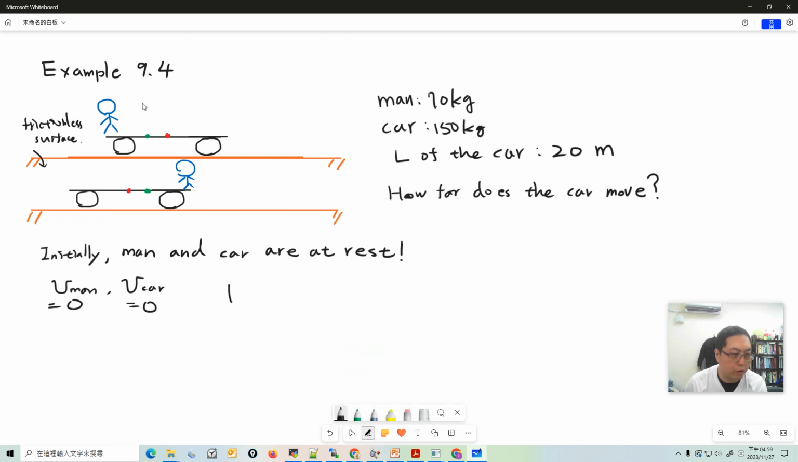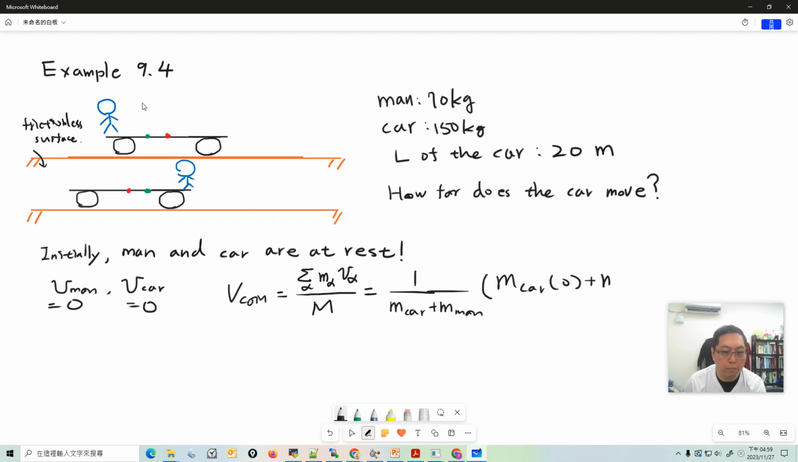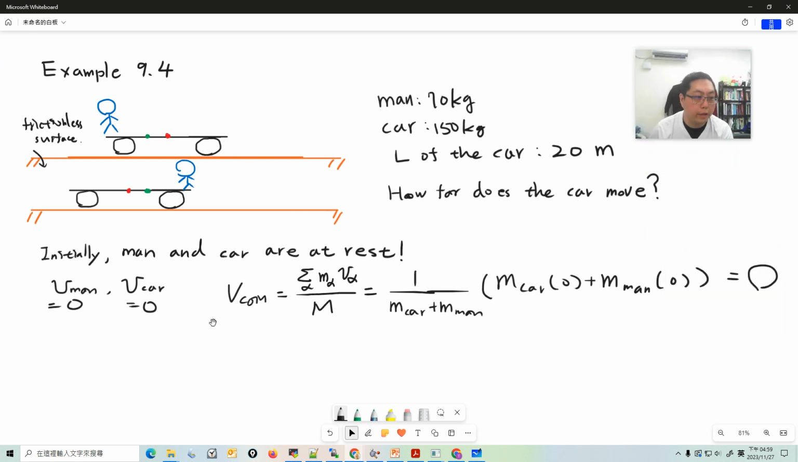So, what's the velocity of the center of mass initially? You all know how to calculate the center of mass velocity. It's 1 over M, the summation over alpha of m alpha v alpha. We have two objects right now, the man and the car, and the total mass is M car plus M man. M car is initially at rest and M man is starting at rest, so it's easy to get zero. The initial velocity of the center of mass is zero.